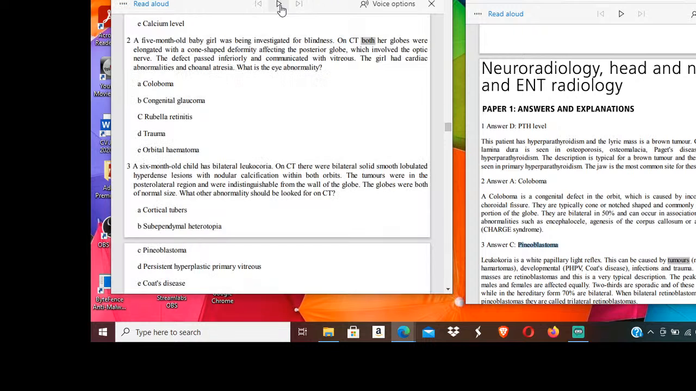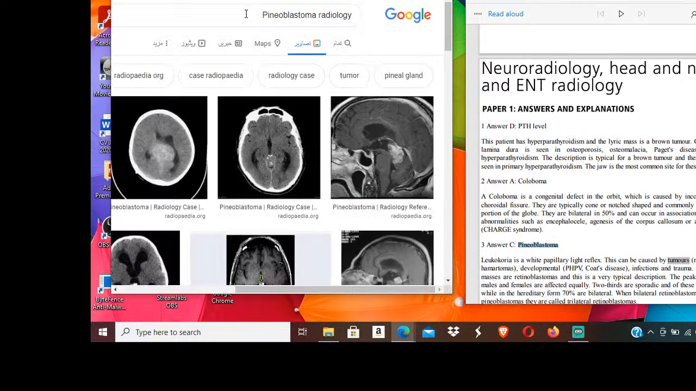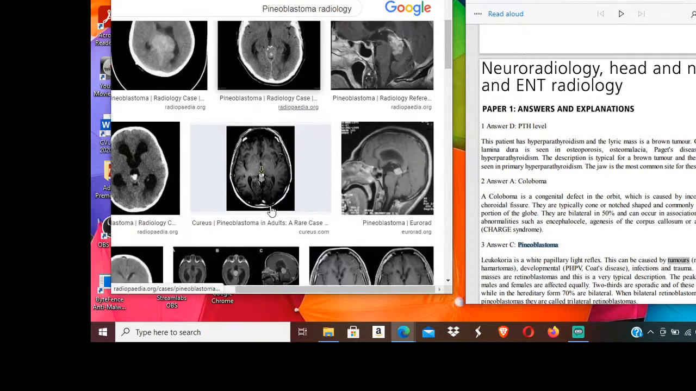Blindness. On CT, both her globes were elongated with a cone-shaped deformity affecting the posterior globe, which involved the optic nerve. The defect passed inferiorly and communicated with the vitreous. The girl had cardiac abnormalities and choanal atresia. What is the eye abnormality?